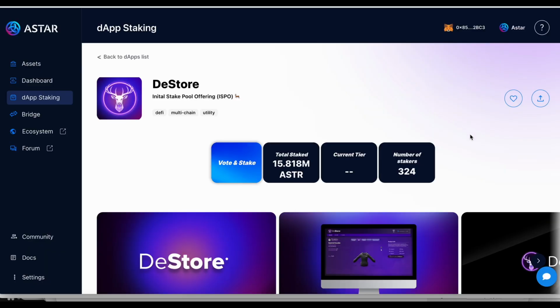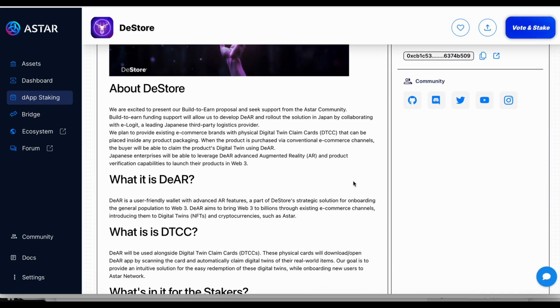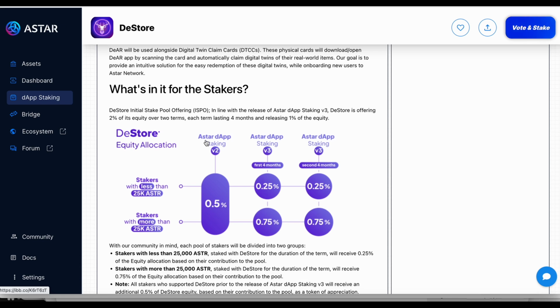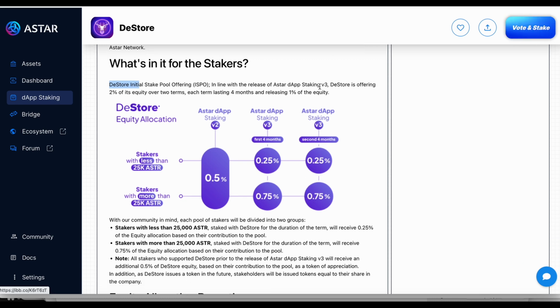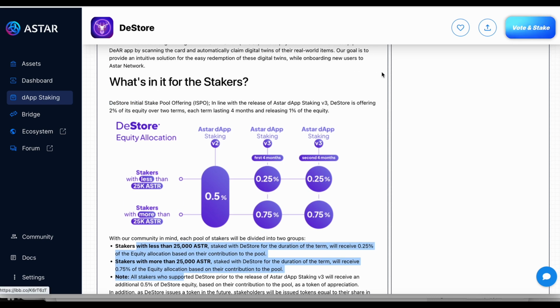This D-Store is another interesting one I would like to share, because they have provided the interesting thing called ISPO, initial stake pool offering. So basically, if you stake Astar and support their DApp, they're going to share some of the equity. So for example, the DApp staking in V3, right? The first 4 months, it's already there, so they share 1% overall, and 0.25% is for the stakers less than 25k, and for more than 25k you share this 0.75%, and now the second round is also 1%. So if you want to get some equity from the D-Store, you are welcome to support them. So this is D-Store.